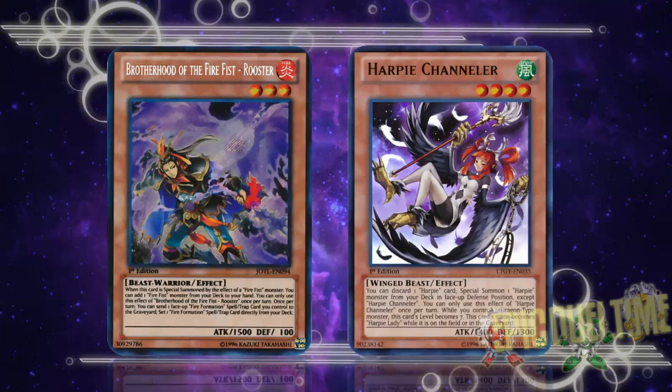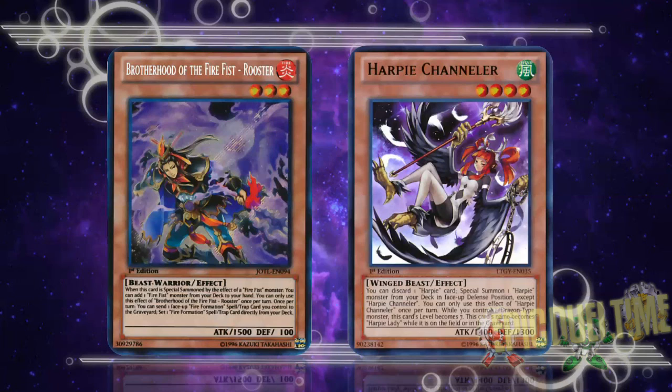Harpy Channeler is similar. You can discard a Harpy card. Special summon one Harpy monster from your deck in face-up defense position except Harpy Channeler. You can only use this effect of Harpy Channeler once per turn. That means no matter how many channelers you have, you can only use it once. And if they negate the activation and destroy it, you won't get a second chance to use it. You can't try it with a new channeler. You can't try it with a new Rooster.